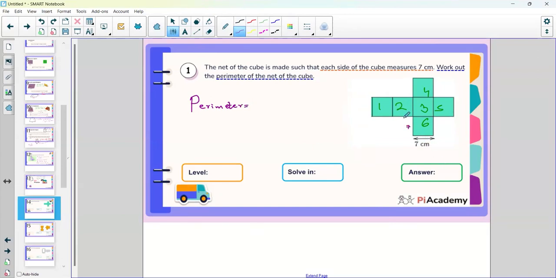So this is 7. This is also 7. This is 7, 7, 7. Again, I won't be considering any of the line or the edge which is inside of the shape, so it is all outside. If I start from here, 1, 2, 3, 4, 5, 6, 7, 8, 9, 10, 11, 12, 13, 14. So how many times 7 do I need to add? 14 times. So the perimeter would be 14 multiplied by 7, so this is 98. The perimeter of this given shape or the given cube is 98. Again, not forgetting the units, it is centimeters. Hence, the perimeter is 98 centimeters.